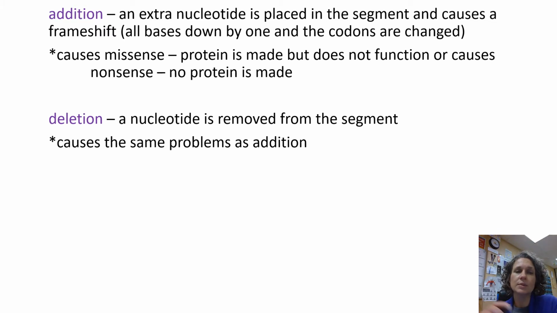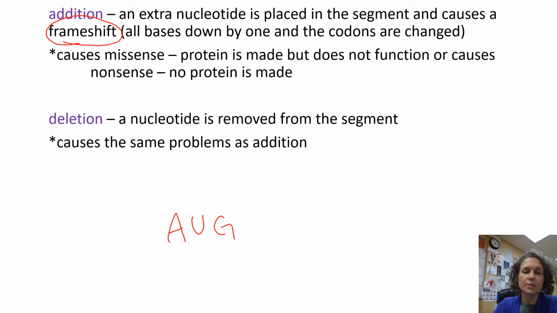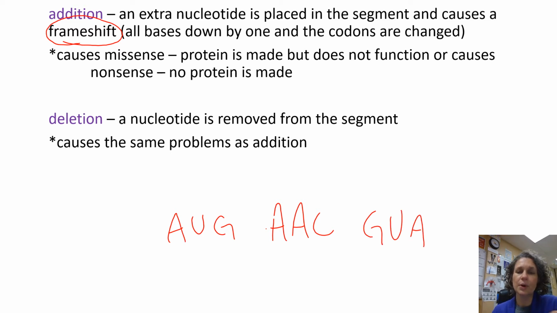In addition, sometimes called insertion, just like it sounds, an extra nucleotide is placed into the segment. This causes what is called a frame shift. A frame shift means that all the bases get moved down by 1 and the codons are changed. So if you have that AUG, AAC, GA, GUA. Okay, so I've got my nice sets of 3 here.